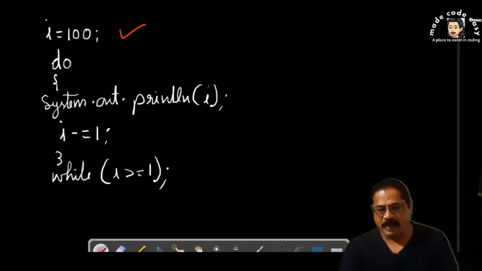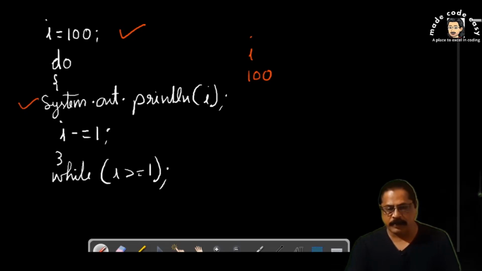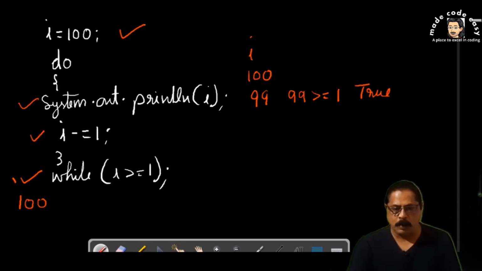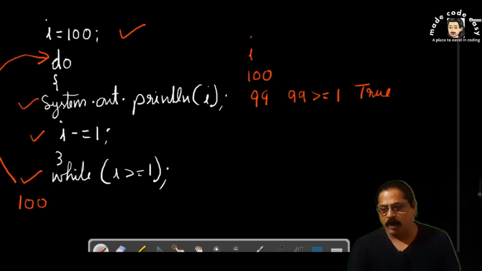Initial value of i is 100. 100 is printed out. This statement executes, 100 is printed. Then i minus equal 1, the value of i becomes 99. Then condition is checked. 99 is greater than equal 1. Condition is true. When condition is true, the loop is executed again. Then what happened? 99 is printed out.